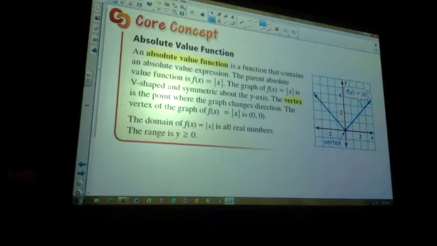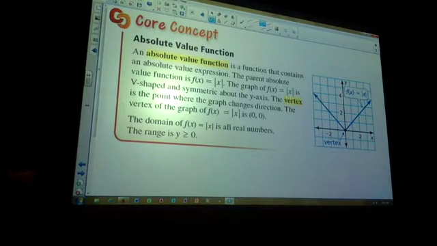Okay, core concept. An absolute value function is a function that contains an absolute value expression. The parent absolute value function is f of x equals the absolute value of x, and the graph of f of x equals absolute value of x is V-shaped, like I just said. In this case, it's symmetric about the y-axis. The vertex is the point where the graph changes direction, so it goes from going down to going back up. And in this case, it's (0, 0).